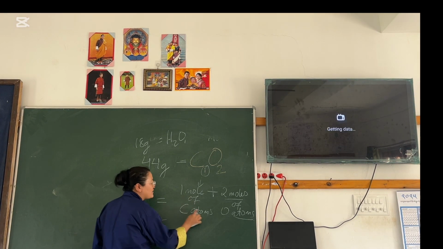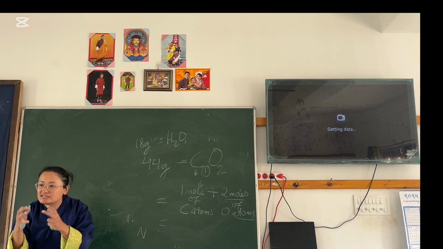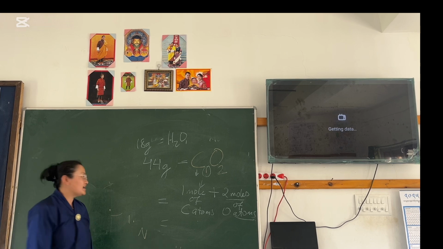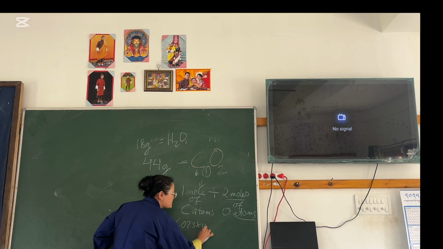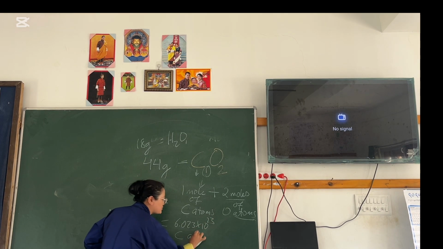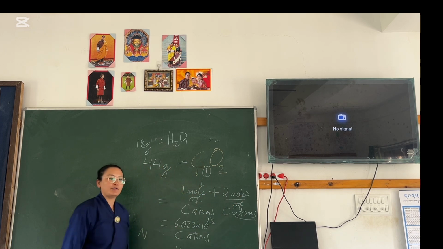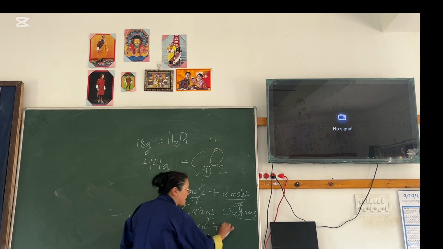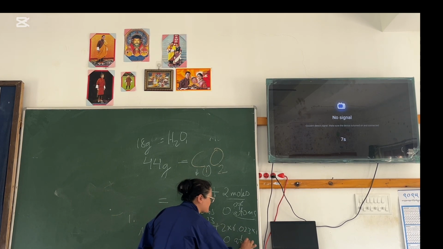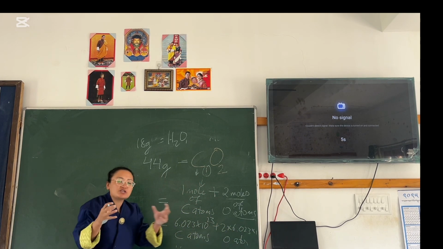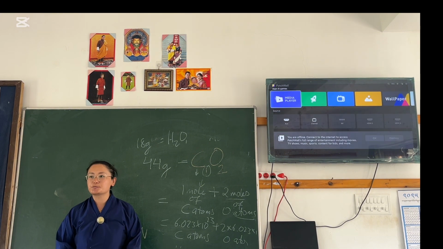So there is 1 mole of carbon atoms, meaning in terms of particles, how many carbon atoms are taken there? Yes, 1 mole of carbon atoms means Avogadro's number of carbon atoms, 6.022 times 10 to the power 23. And how many oxygen atoms are there now? 2 times Avogadro's number of oxygen atoms. So this is the total number of atoms in 44 grams of CO2.